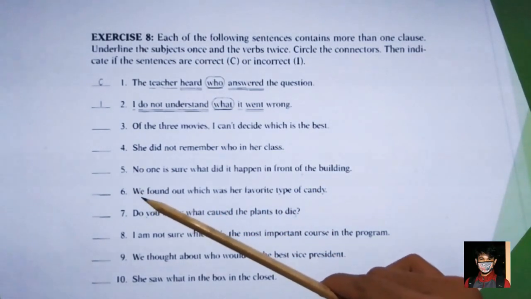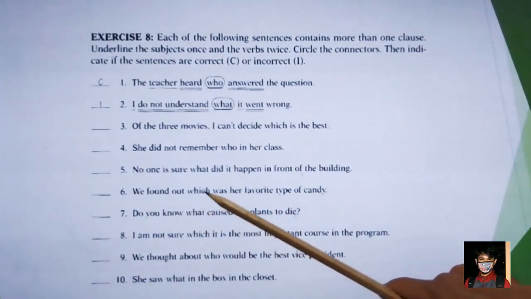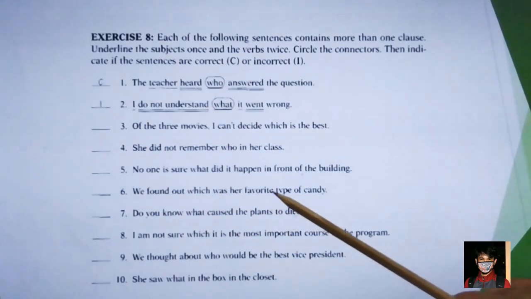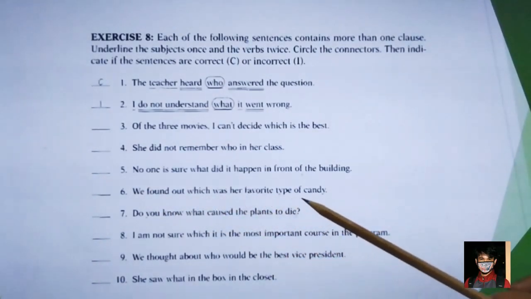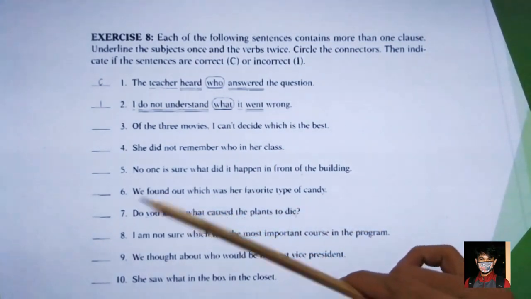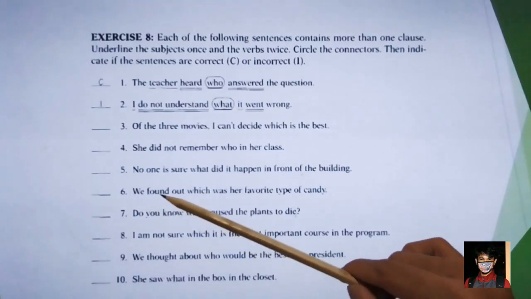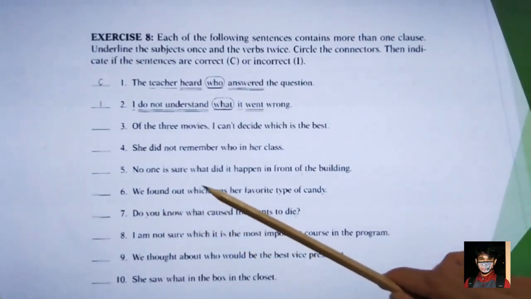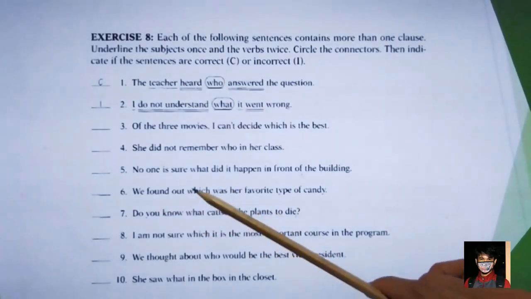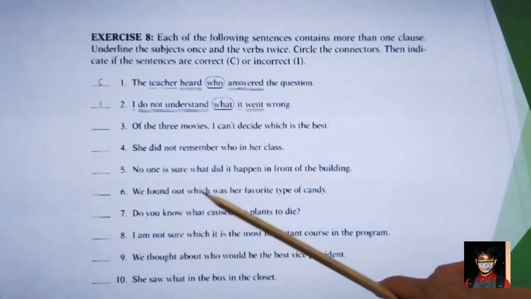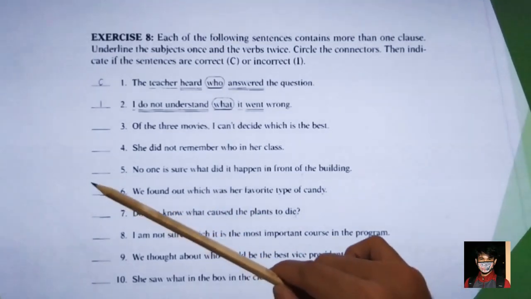Okay, number 6. We found out which was her favorite type of candy. So what about number 6? Is it correct? We find out, okay, we as a subject, a verb, connectors, followed with, okay, a dependent verb. Okay, so this is the main verb, so this is the dependent verb. So we could say that it is a noun clause, and we could answer this one is a correct one.